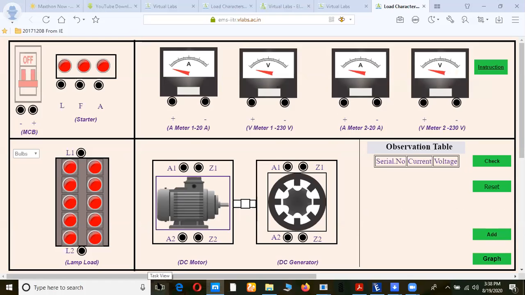So in this class, we discussed the basics of the load characteristics of a DC shunt generator, right? The theory concept we covered in today's class, and the simulation and the discussion of the graph we will see in the next class. So thank you, everyone.